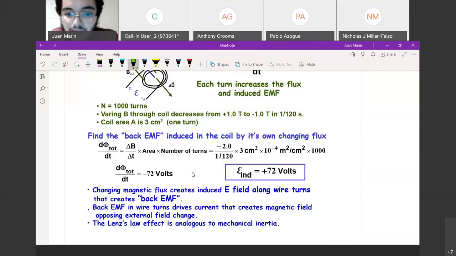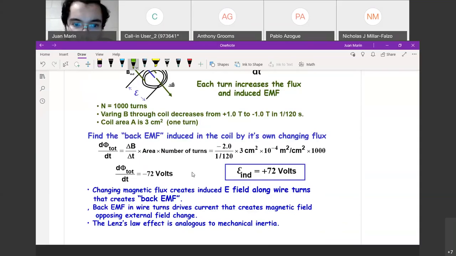So d phi dt is going to be dB dt times the area times the number of turns. Let's suppose that in this example you have 1,000 turns, a cross area of 3 centimeters squared, and you go from 1 Tesla to -1 Tesla in 120th of a second. So you substitute your values, you do your structure, and then you find that the EMF is -72 volts.